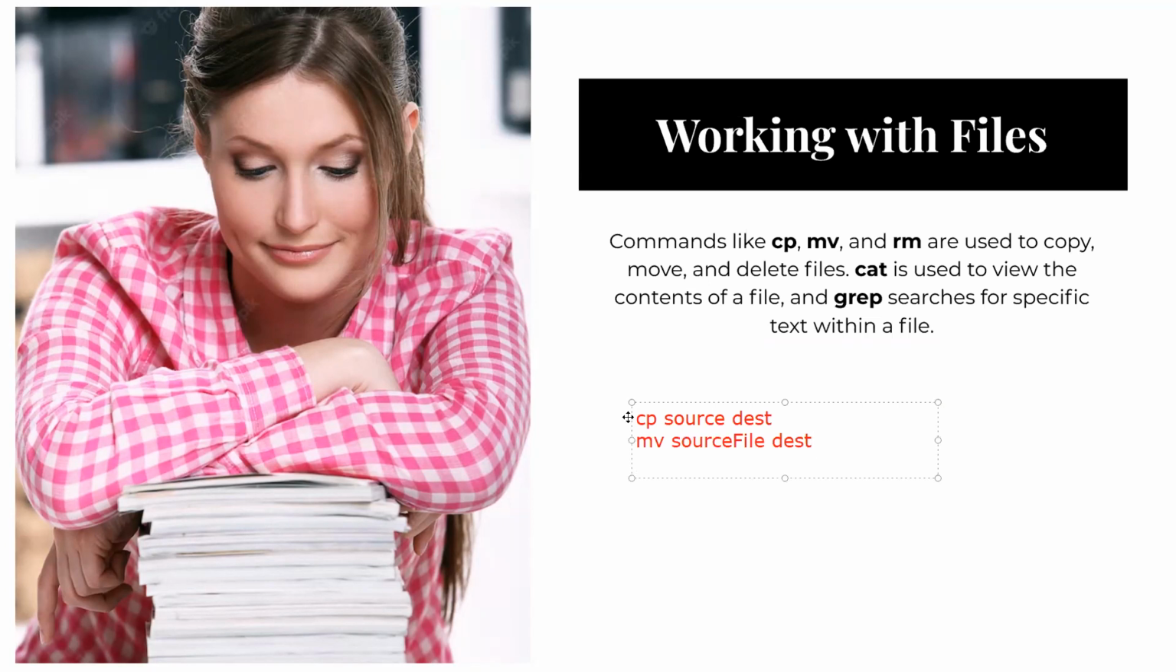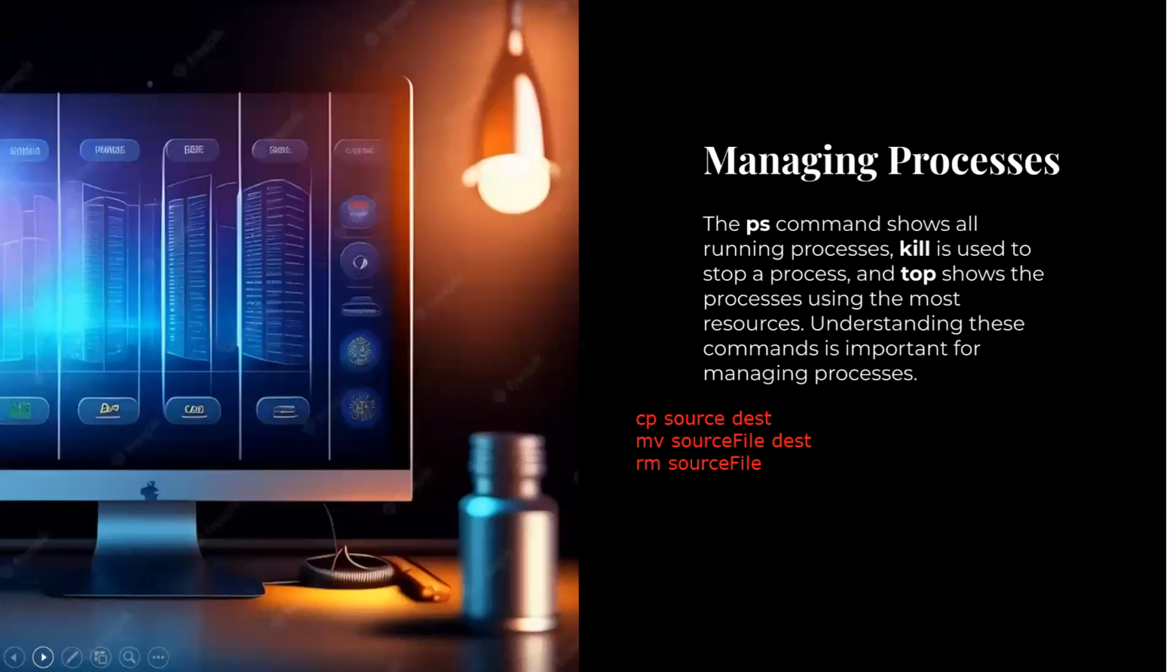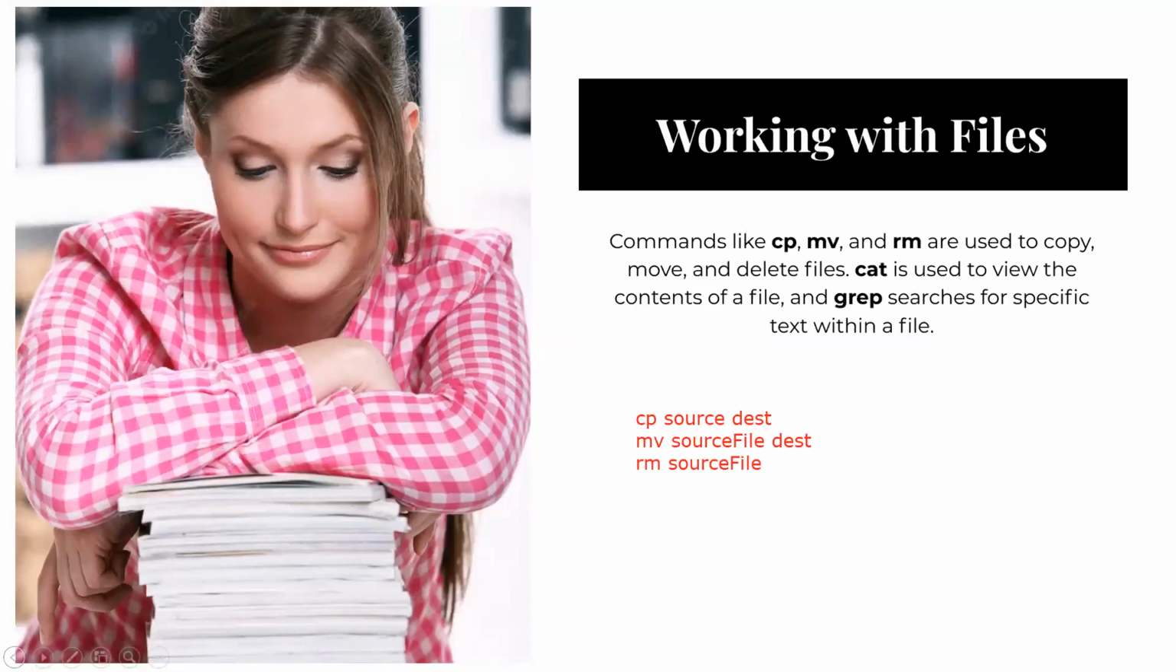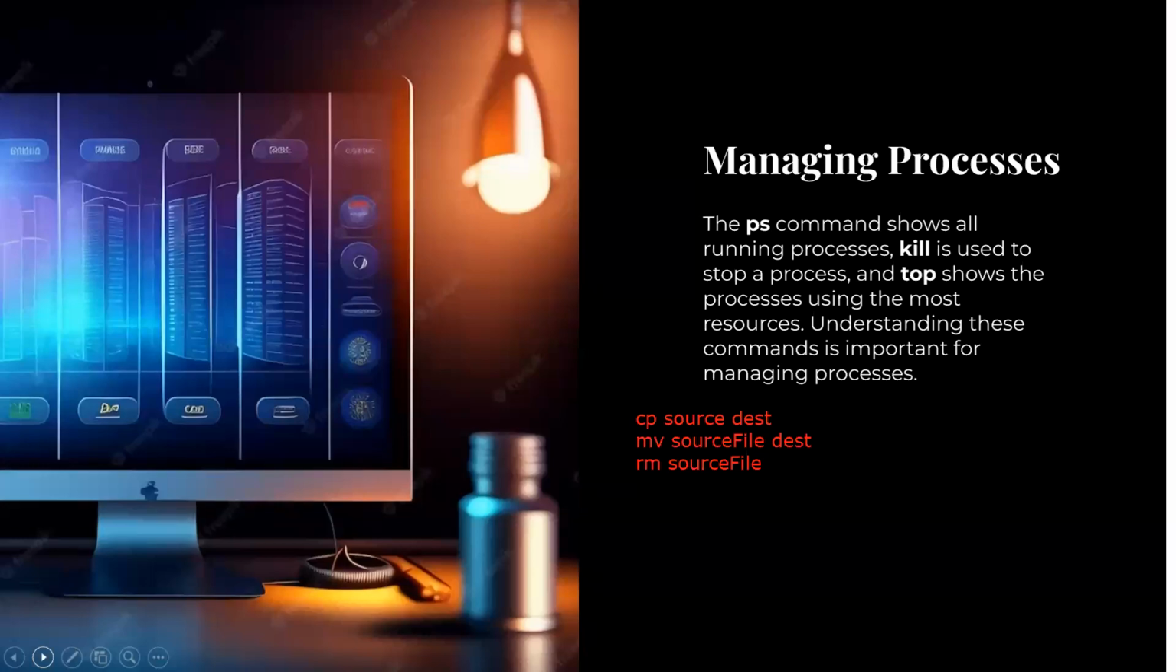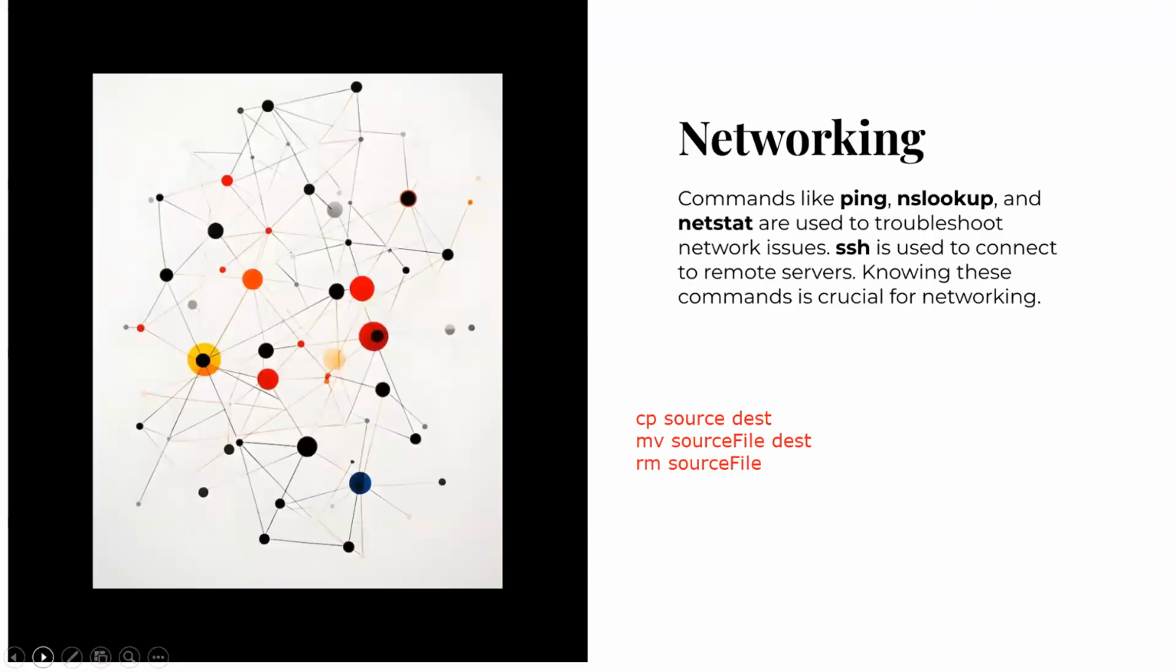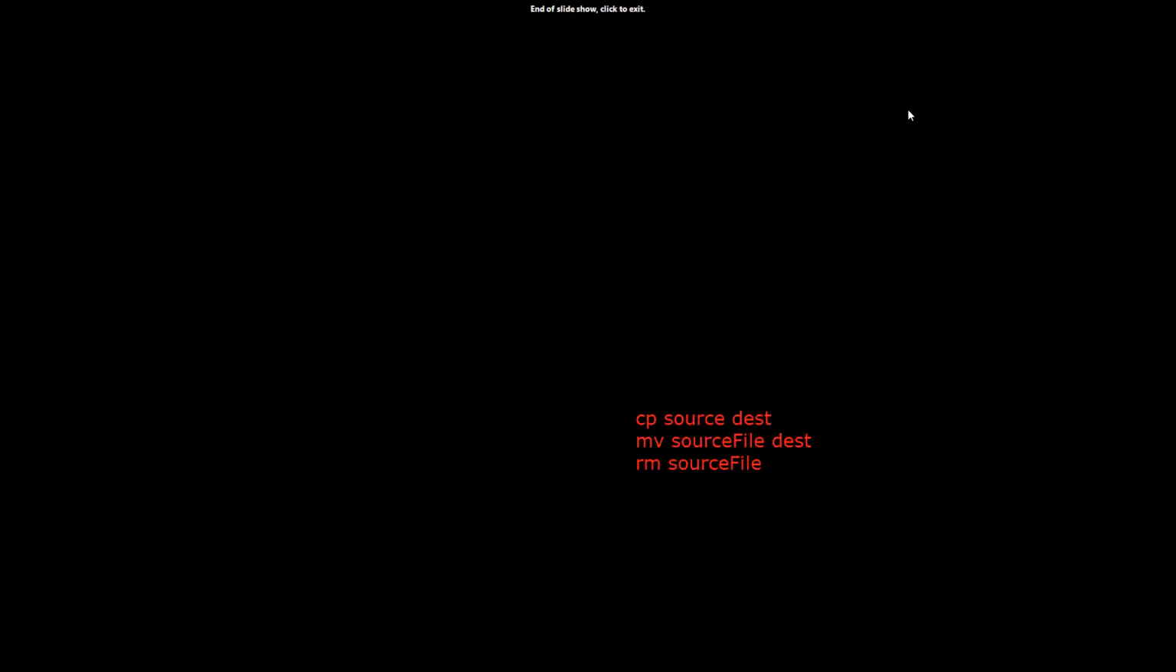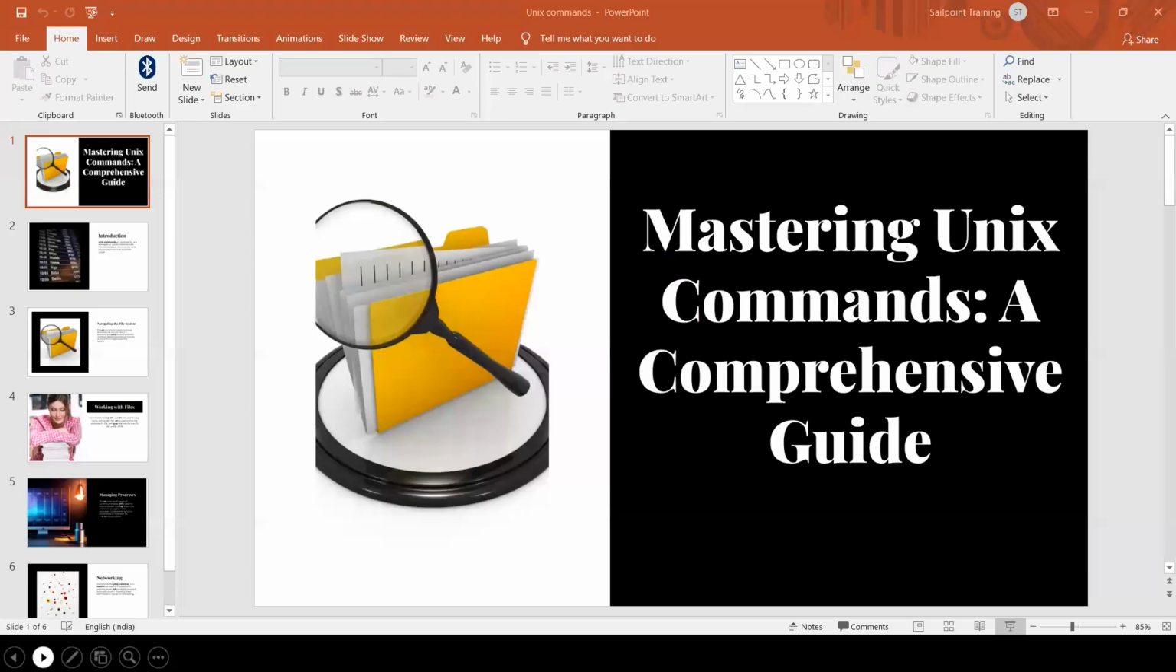After that, if I want to remove a file, I'm going to use rm space file name. I have to give the file name, then it removes that particular file. This is the way I remove a file. Now we are going to see some more commands, the most useful commands only.